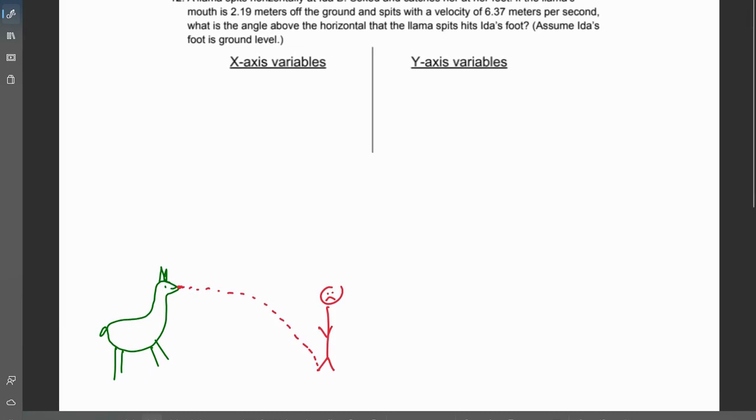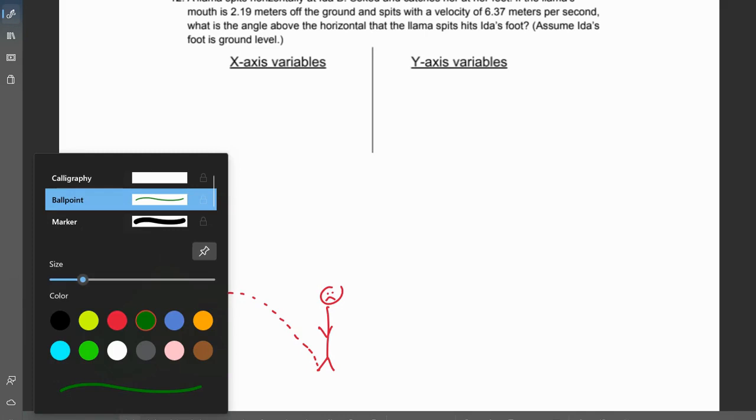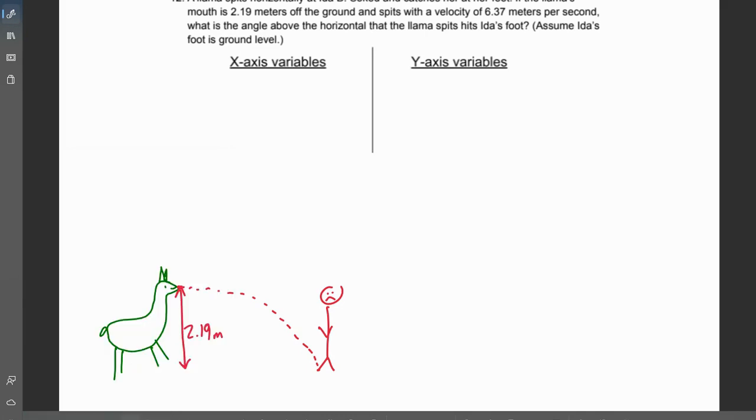The llama's mouth is 2.19 meters off the ground. So 2.19 meters off the ground. And the llama spits with a velocity. I'll use a different color for velocity. The llama spits with a velocity, so velocity initial of 6.37 meters per second.